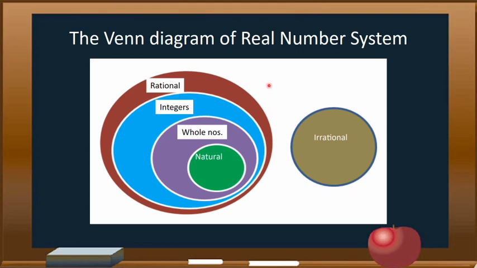So real numbers have two major subsets. So we have the rational and irrational. So take note that rational numbers are numbers that can be expressed in fraction, while irrational numbers are those numbers that we cannot express in fraction. So let us give examples for these numbers.